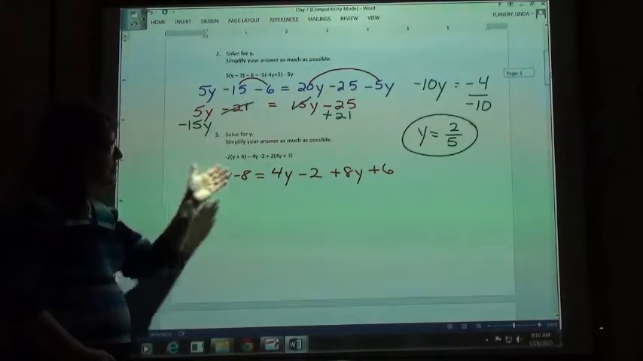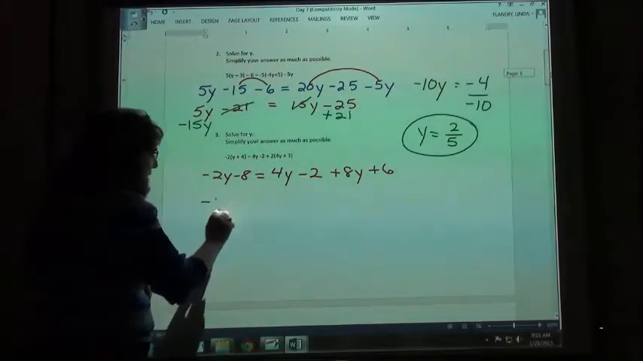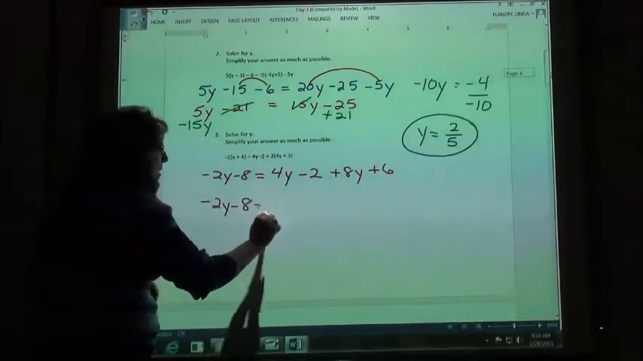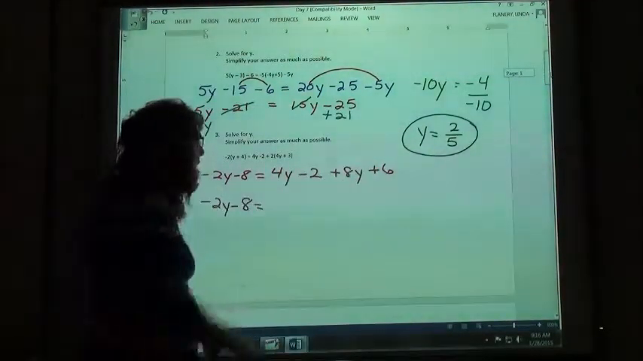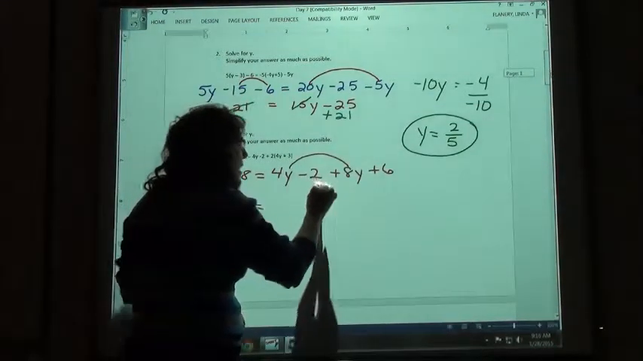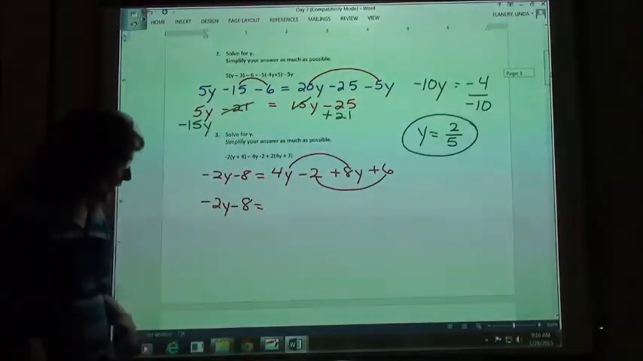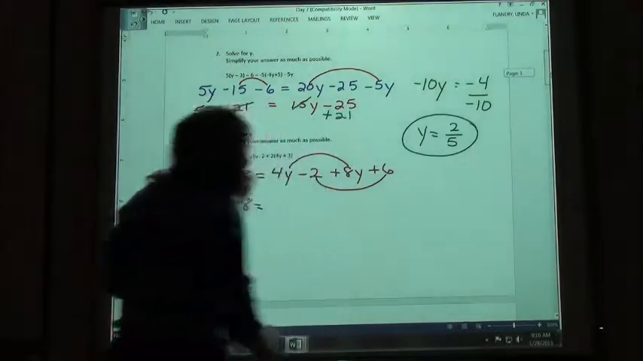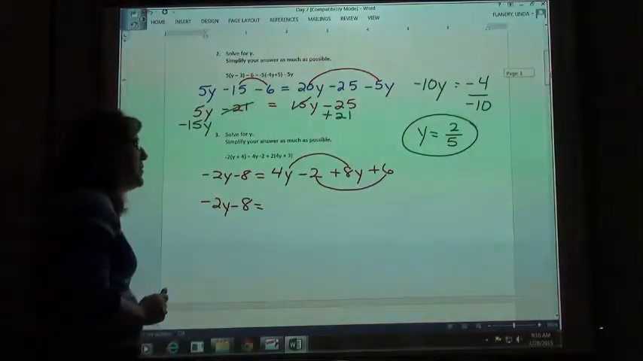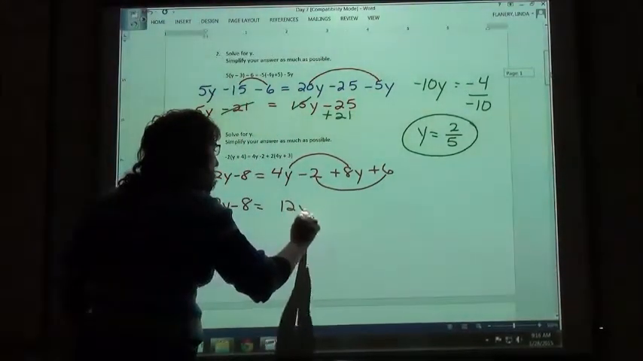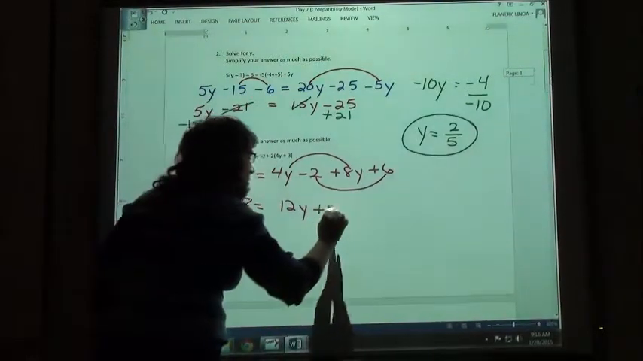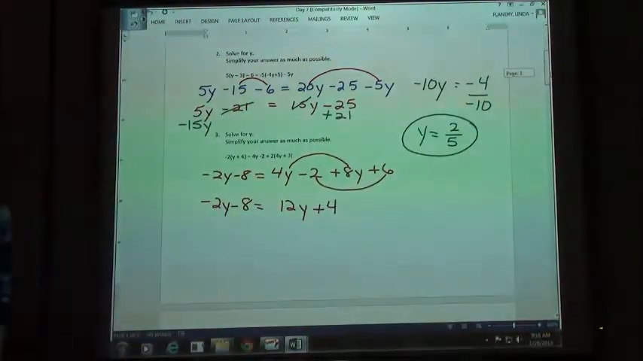Just two terms on this side, so I'm not going to do anything with that side. But on the other side, I've got 4 terms. I can combine both my y's and my numbers. And so if I do that, I'm going to get 12y plus 4. Now I've got it down to where I have 2 terms on both sides.